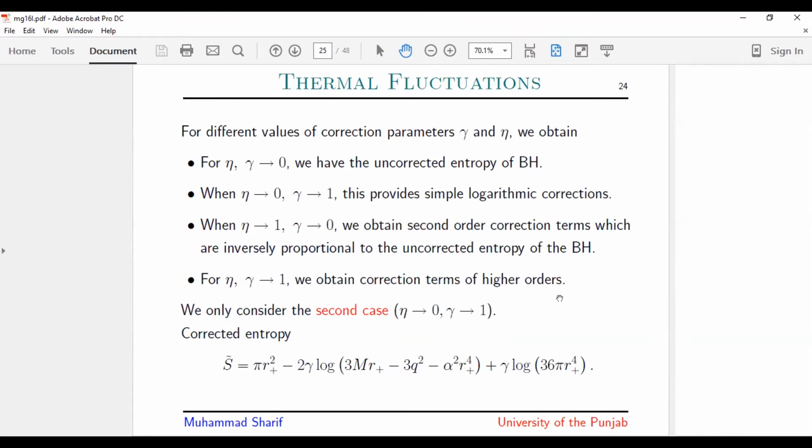When eta tends to 0 but gamma tends to 1, this provides simple logarithmic corrections. When eta tends to 1 but gamma tends to 0, we obtain second order correction terms which are inversely proportional to the uncorrected entropy of the black hole. When both parameters tend to 1, we obtain correction terms of higher orders. However, in my study, I would discuss only the second case.